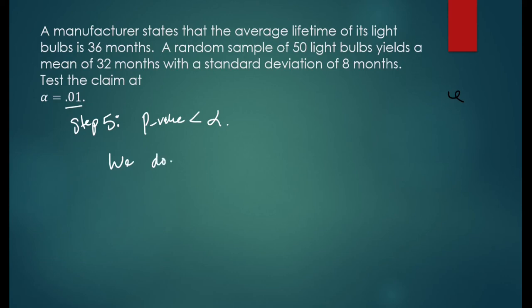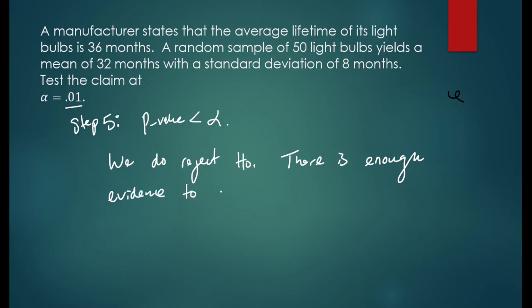We do reject the null hypothesis. There is enough evidence to conclude, and remember, your conclusion is always in terms of HA. So if you look at HA, our HA was the mean was not equal to 36. So we do reject the null hypothesis.